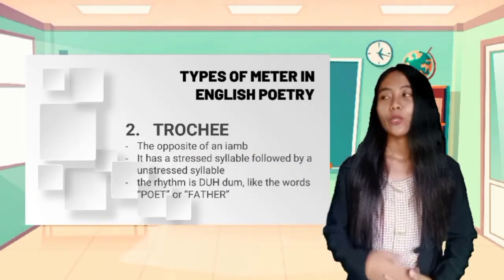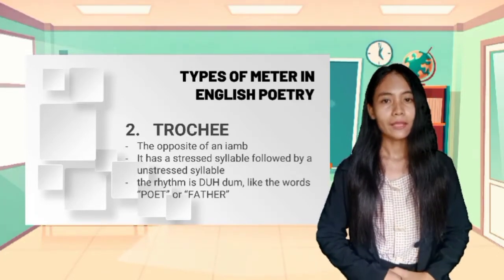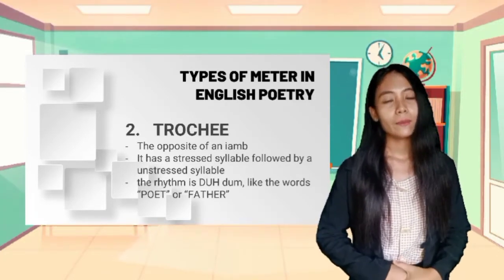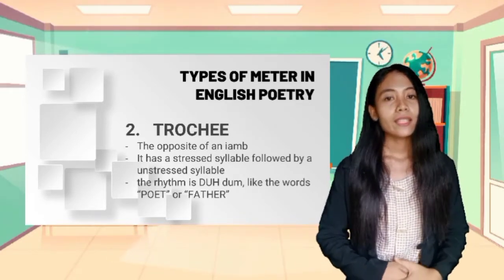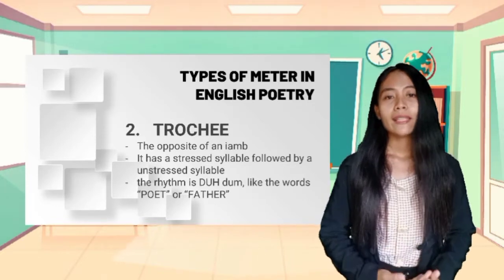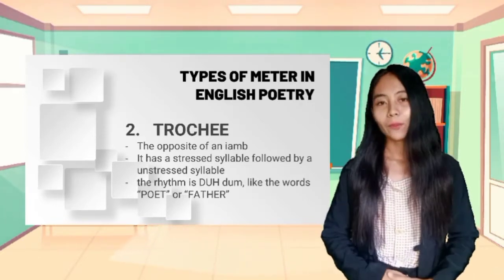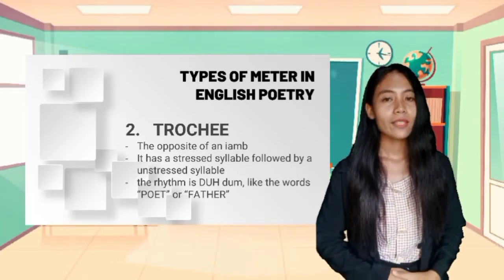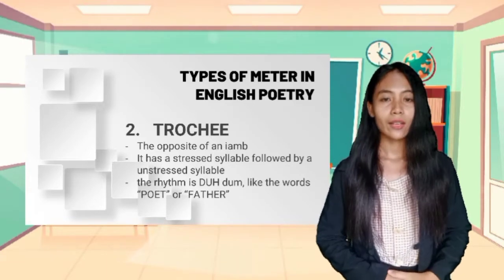Next is the trochee. A trochee is just the opposite of an iamb. In iamb, the first syllable is unstressed, followed by the stressed syllable. While in trochee, we can notice that the first syllable is stressed, followed by the unstressed syllable. The rhythm sounds like da-dum, like the words poet or father.